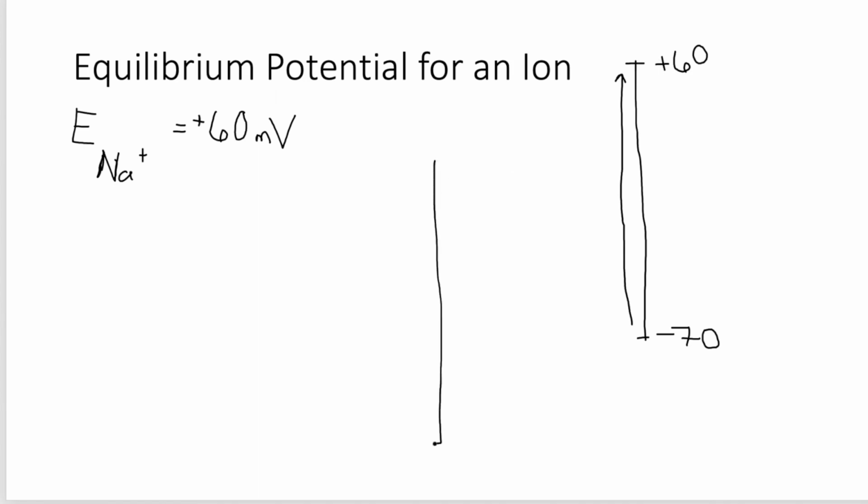However, now let's say this is plus 100, plus 60. We can leave this at minus 70. If for some reason our neuron were at plus 100 millivolts, sodium still wants the neuron to be at plus 60. So now sodium would have to leave the cell, the positive ion would have to leave the cell in order to drive membrane potential from plus 100 to plus 60 millivolts. Okay.